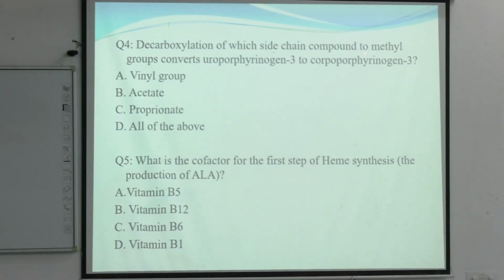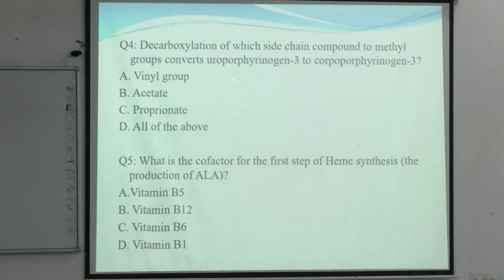Next, decarboxylation of which side chain to methyl groups converts uroporphyrinogen 3 to coproporphyrinogen 3? Acetyl. So the conversion of acetyl to methyl converts UPG3 to CPG3. Clear? And what converts CPG3 to PPG3? Conversion of propionyl to vinyl. Okay. What is the cofactor for the first step of heme synthesis? B6. That is pyridoxine.